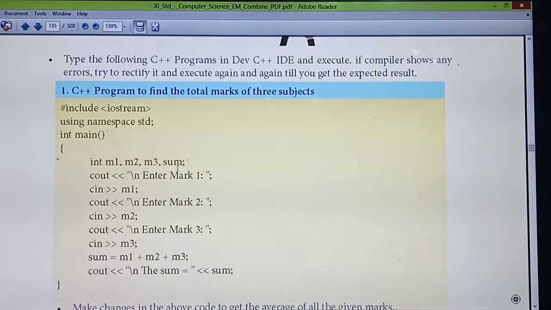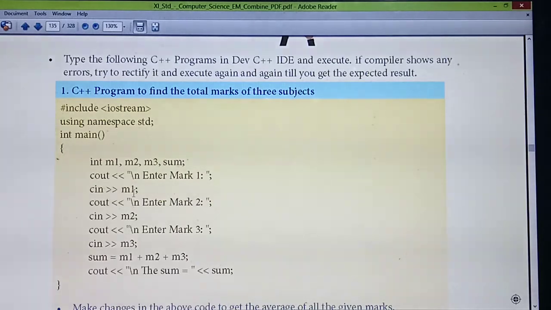So here, enter mark 1. Then each statement ends with a semicolon. So cout you have given. Output you are giving means the output will contain the proper input, isn't it? So what's the input for mark 1? M1. So cin >> m1. Understand? The input symbol is two greater-than symbols. The output symbol is two less-than symbols.